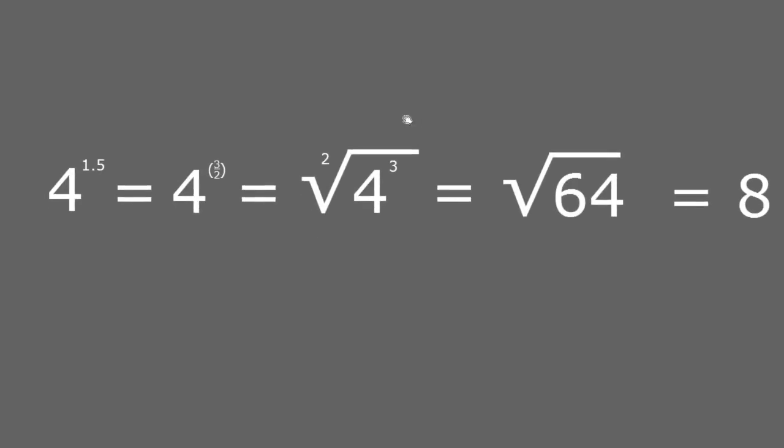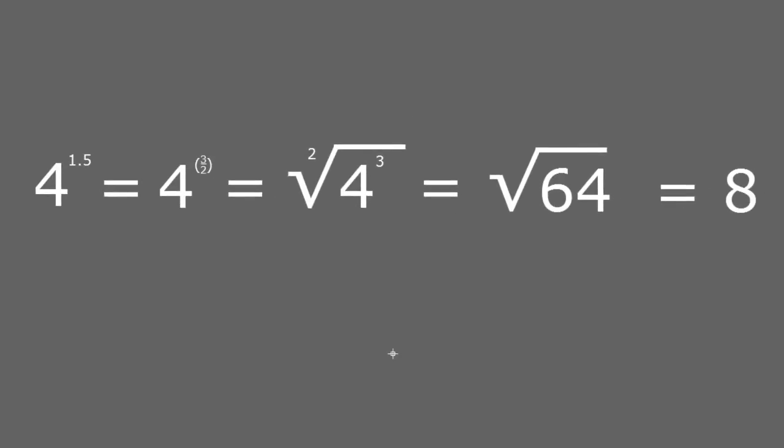And now we see how all of these expressions are the same. They're all equal. 4 with an exponent of 1.5 is the same thing as 4 with an exponent of 3 over 2. It's just the same 1.5 expressed as a fraction, which is the same thing as the square root of 4 cubed, or the root of grade 2 of 4 cubed, which is also the same thing as the square root of 64, and the square root of 64 is nothing more than 8. So 4 with an exponent of 1.5 equals 8.